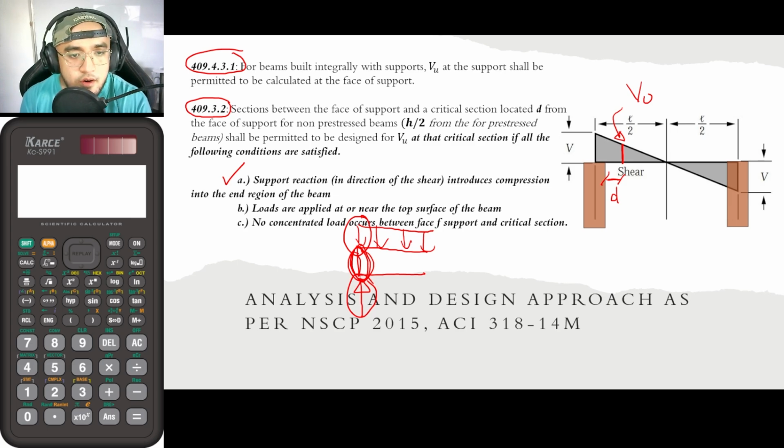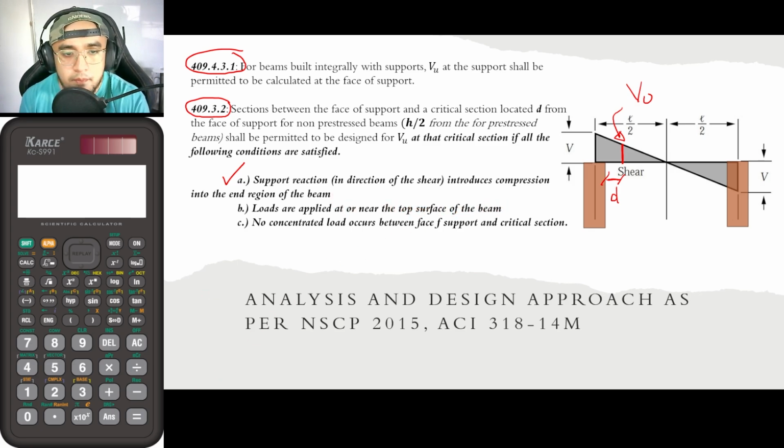Okay, so what about for B? So for B, loads are applied at or near the top surface of the beam. So again, why did I erase our situation a while ago? So suppose that this is once again your beam, and let's say that this is now the loads.